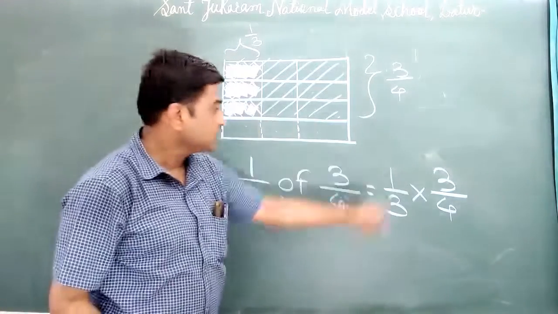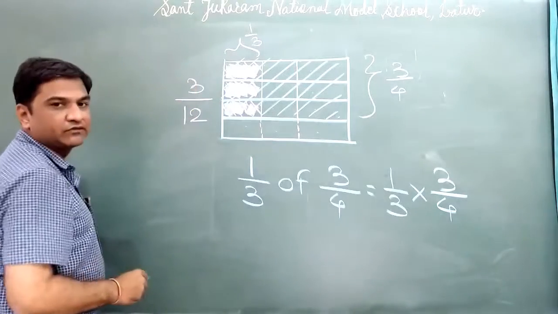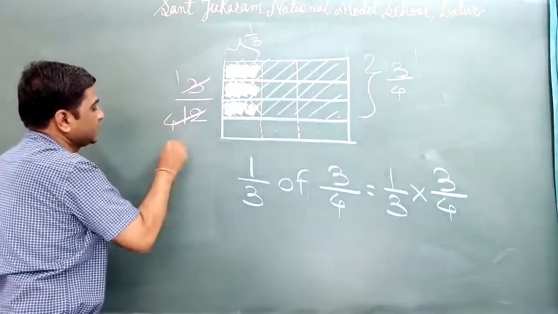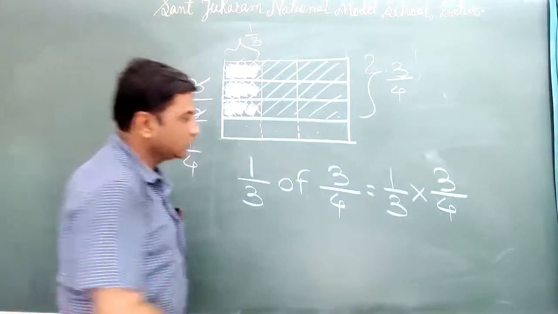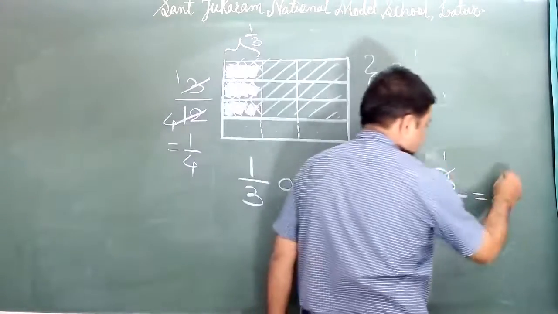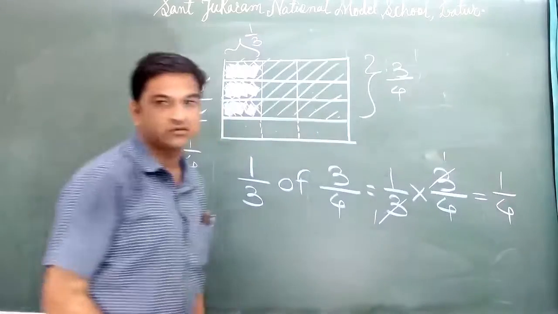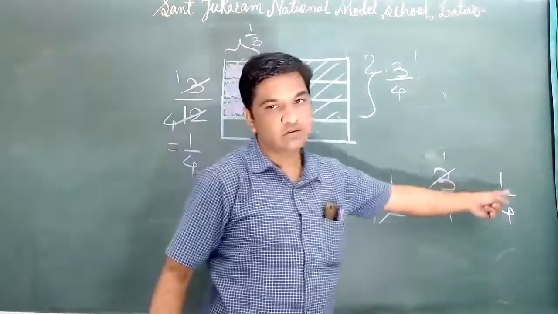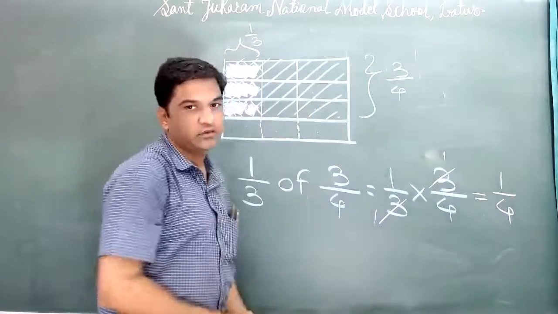Now let us see 3 by 4. We can reduce this: 3 ones are 3, 3 fours are 12, as 1 upon 4. So here we can cancel out 3 and 3. What we get is 1 by 4 as the fraction that we are considering. So 1/3 of 3/4 is nothing but 1/4 of this particular rectangle.